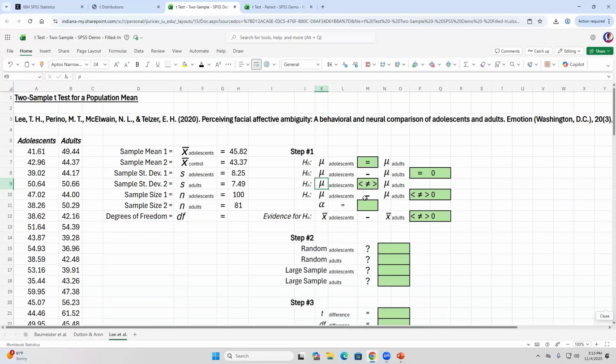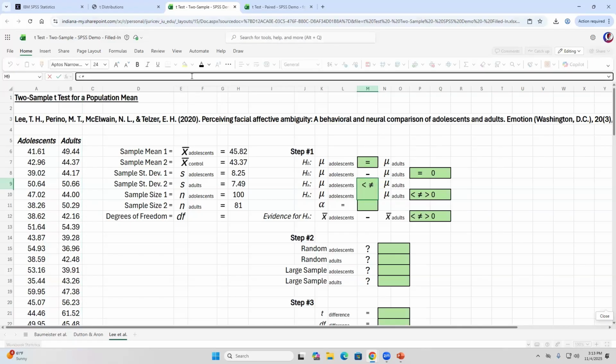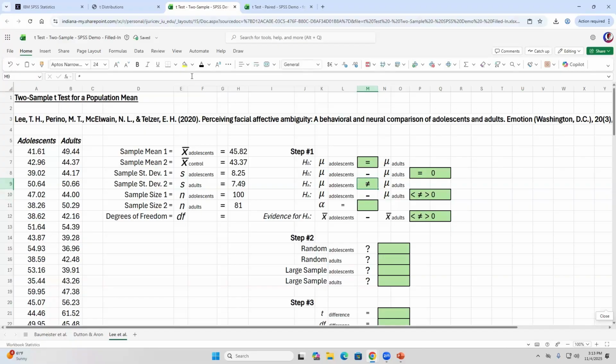All right. So in this case, they had no good reason to predict that the adults would be better than the adolescents or the adolescents would be better than the adults, right? They had no theory coming into it, no pre-existing predictions in place. So this is a non-directional hypothesis. It's going to be a two-tailed test. So for the non-directional, we have that does not equal sign. And the reason I put those in the cells so we can just delete things is sometimes that's a little hard to find, that does not equal.